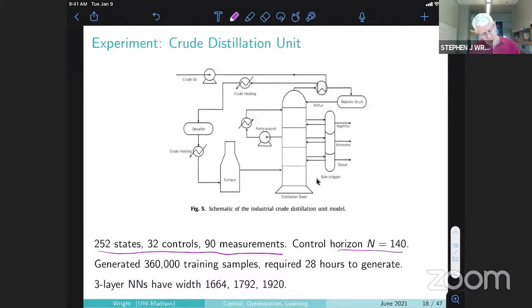So we instead trained a neural net to imitate the quadratic program. We needed about 360,000 training samples. Just generating those training samples, that means we had to solve 360,000 quadratic programs to figure out what the appropriate input was for a given initial state. And that took 28 hours to do on a small cluster of computers. We tried neural nets with 3 layers and width about 2,000.